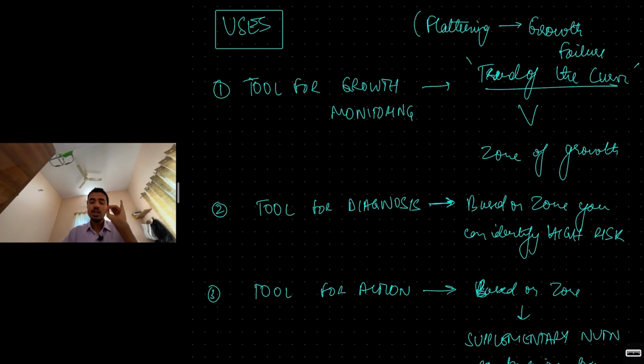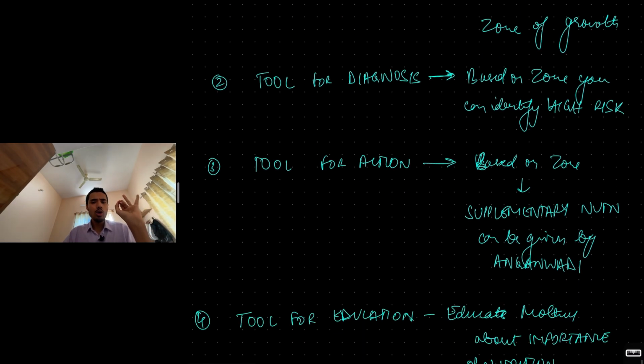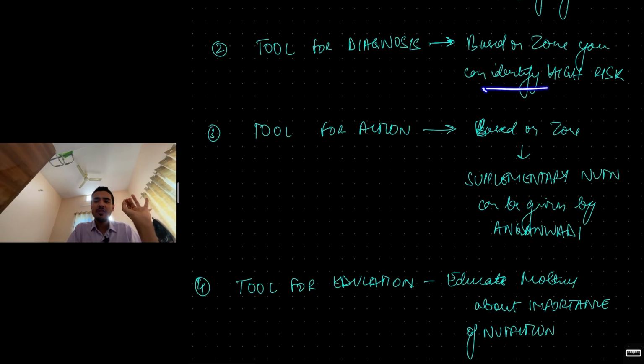Okay. So it's a good tool for growth monitoring. A good tool for diagnosis. We can identify the high risk children based on the zone. Child is in lower part of yellow zone, high risk of child going into severe undernutrition. So it is a tool for diagnosis. So it is a tool for action.